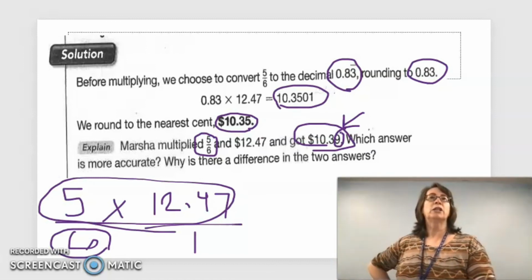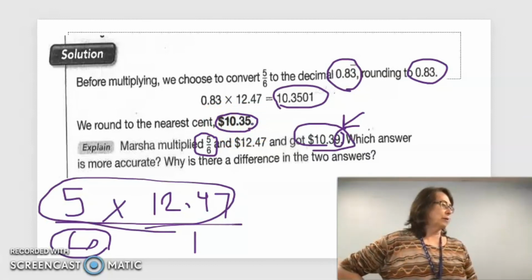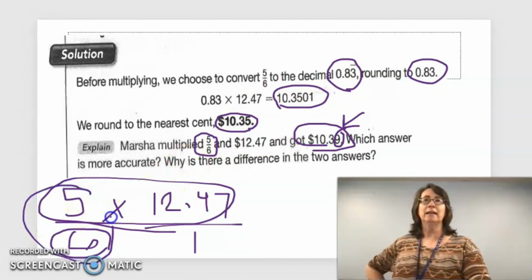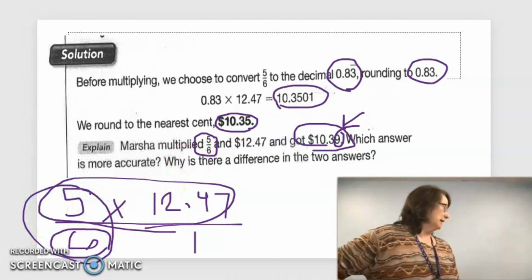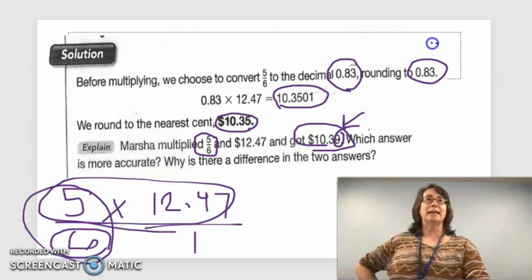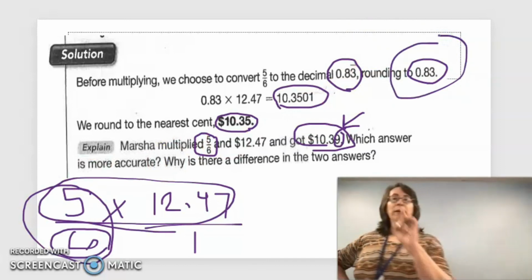Okay, well, she estimated $10.39 over $10.35. Which one is more accurate? Which one is closer to the real answer? Isn't it closer to do the problem exactly, and then round at the end, than it would be to round at the beginning and then do the problem? Okay, now that's why this is important.